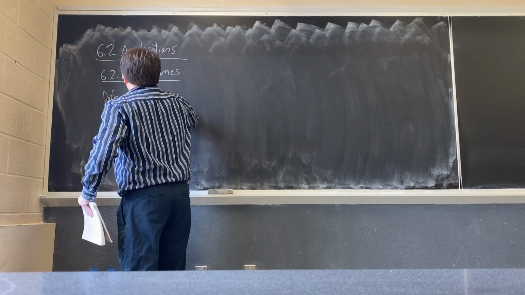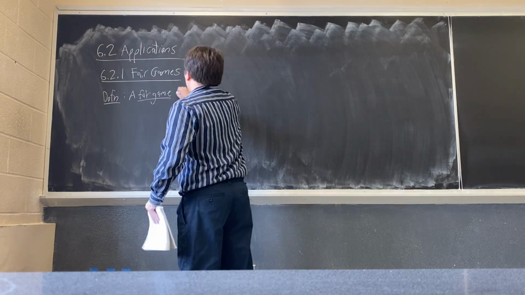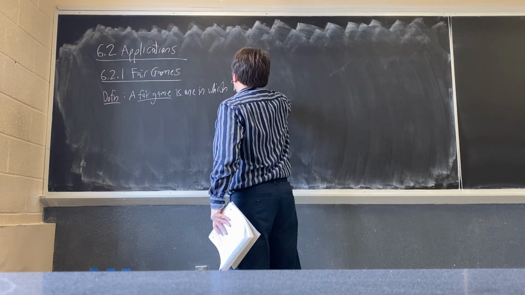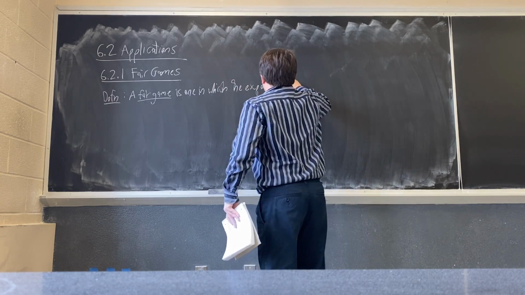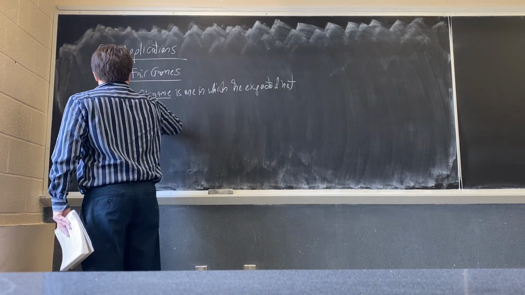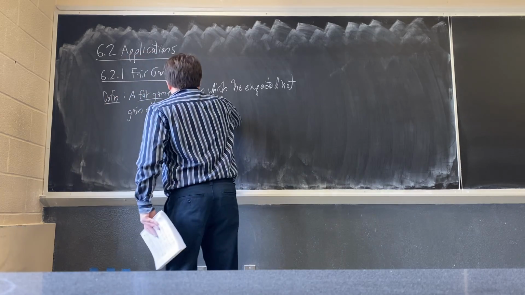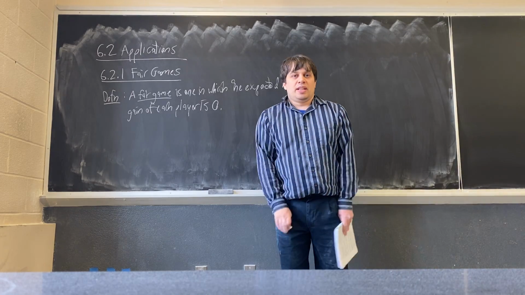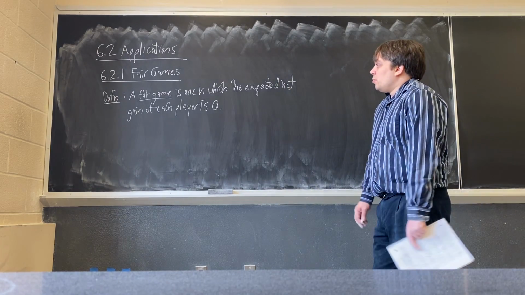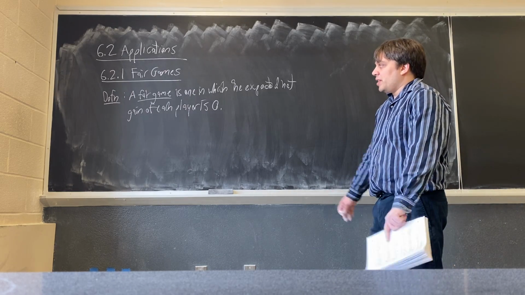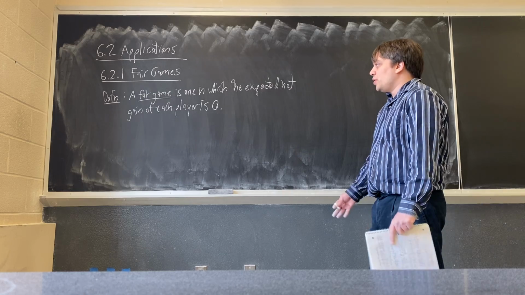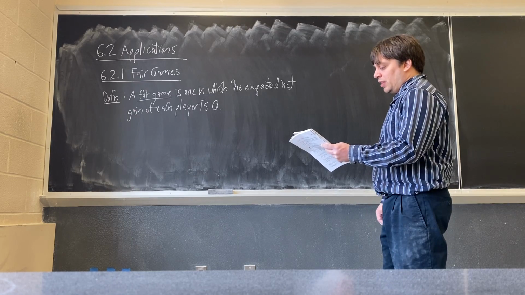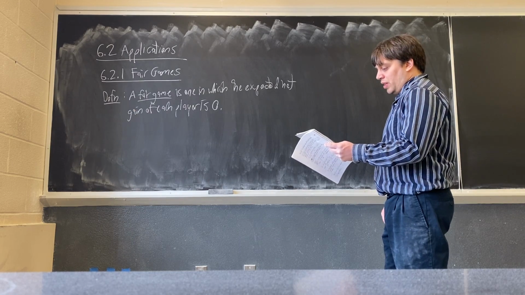A fair game is one in which the expected net gain of each player is 0. Okay, so that's a fair game, right? So it's a type of game you'll never see at a casino, right? This is a game where you should expect that if you play the game enough times, a large number of times, you should expect to end up even. Okay, that's a fair game. So that's the definition of a fair game.